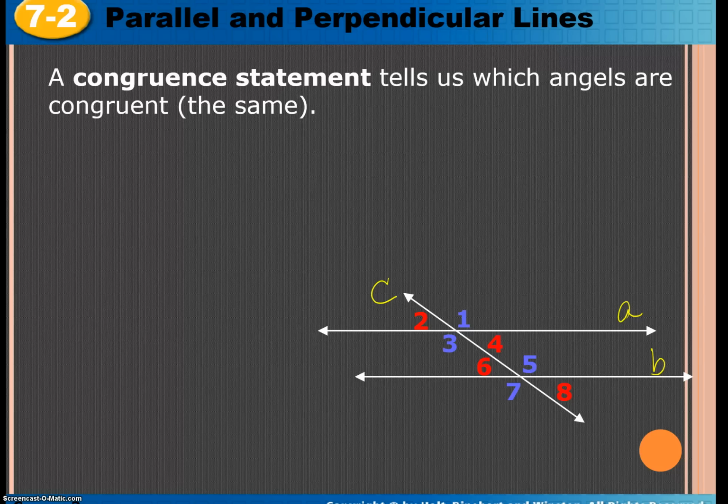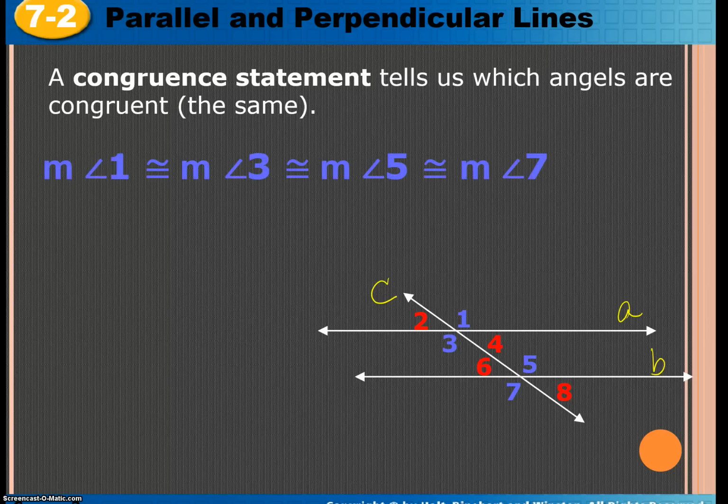A and B are parallel, therefore you can make a congruent statement. So the congruent statement is the measure of angle 1 is equal to 3, 5, and 7. So all of these angles are congruent to each other. And all the red ones are also congruent to each other. So the purplish ones are obtuse, so all the obtuse angles are equivalent.